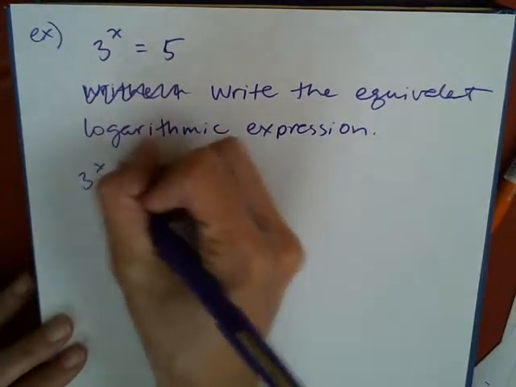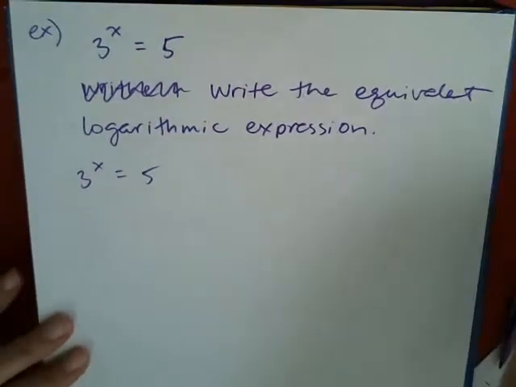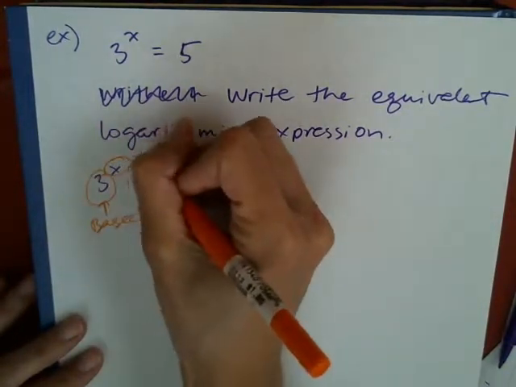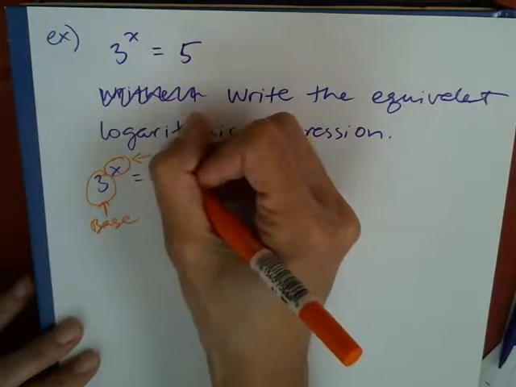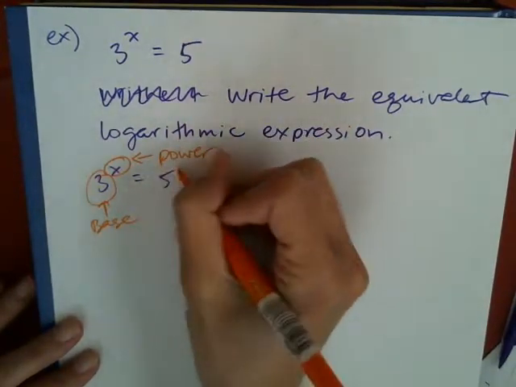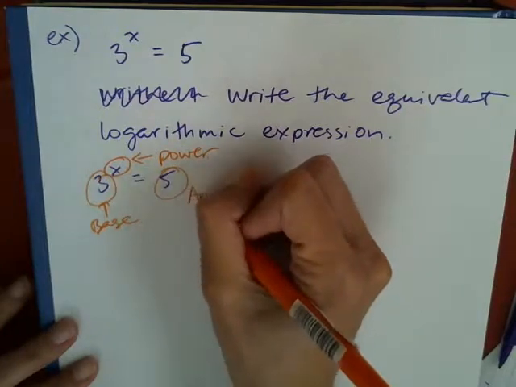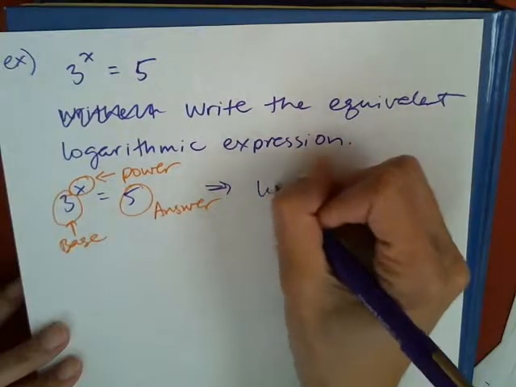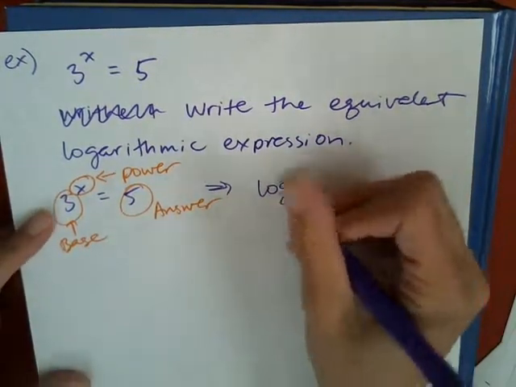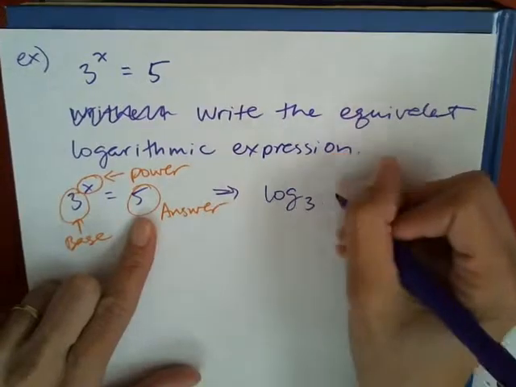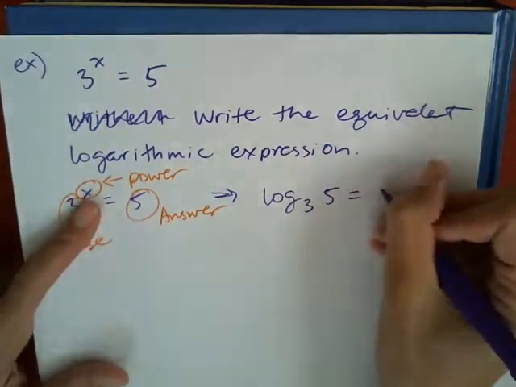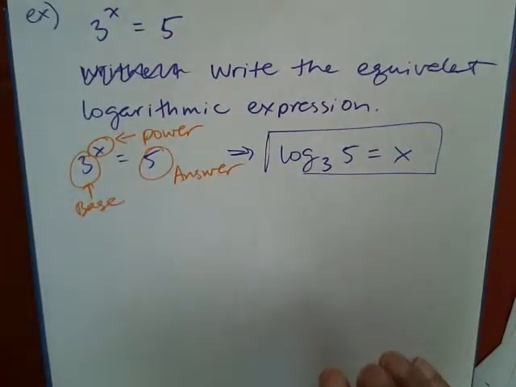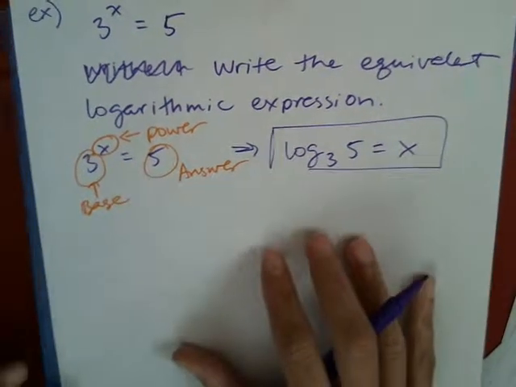Okay, so 3 to the x equals 5. So when I write it, I know that my base is 3. My exponent is x, so this is my power or exponent, and my answer or my argument is 5. So when I rewrite this in logarithmic form, it's going to be log base 3 of the answer 5 equals the power x. So when it says write it in equivalent logarithmic form, that's exactly what you're looking for.